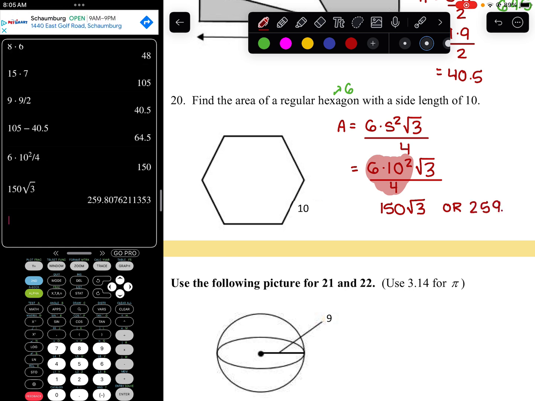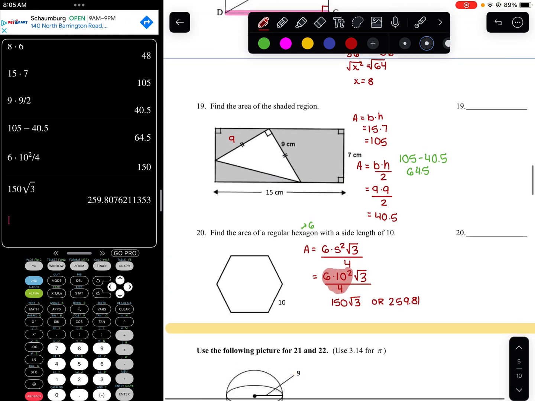Add examples to your note sheet, add formulas. You can do this.